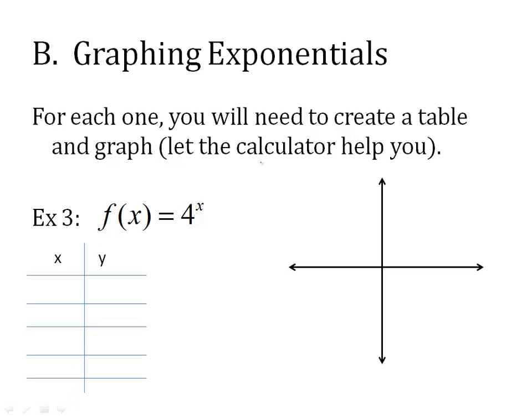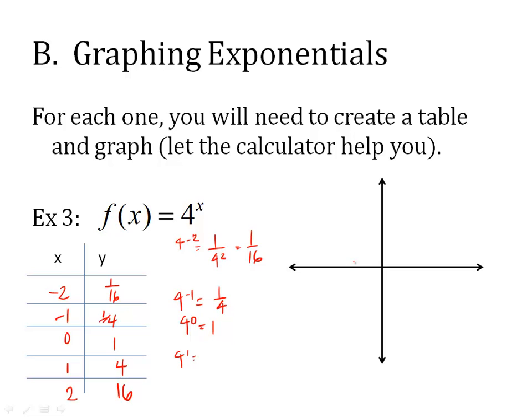All right, so for each one in the next section, you're going to need to create a table and graph it, but let the calculator help you if you're having issues with exponents. Now, when you're graphing, I want you to do some points to the left, some points to the right of the y-axis. So I would do -2, -1, 0, 1, and 2. Now let's think. If I plug in -2 for x, I have 4 to the -2 power, which is 1 over 4 squared, which is 1 over 16. It's a very small number. 4 to the -1 power equals 1 over 4, so 1/4. Anything to the 0 power, recall, is a 1. 4 to the first power is 4, and then 4 squared is 16.